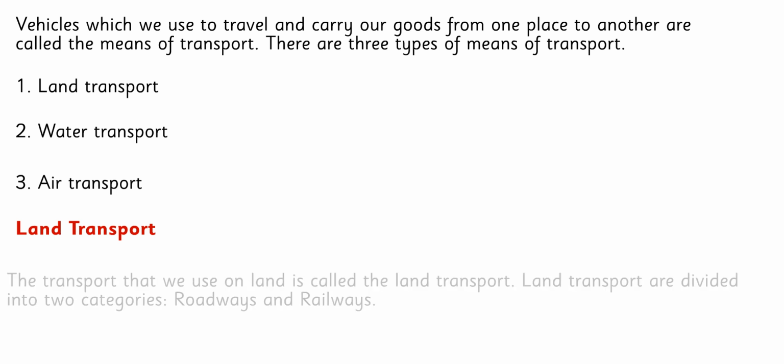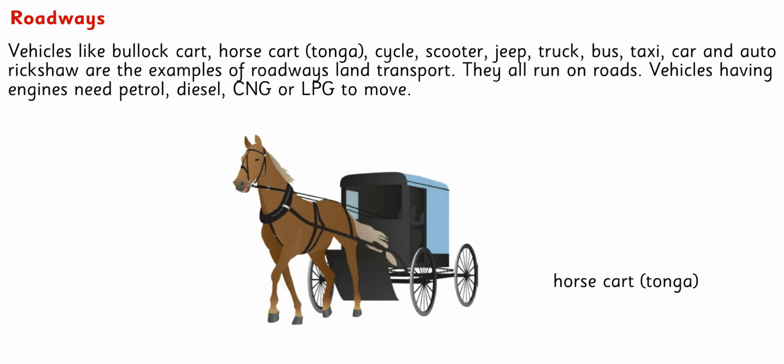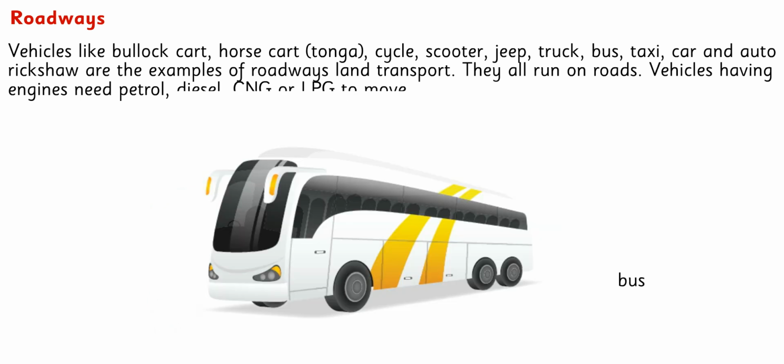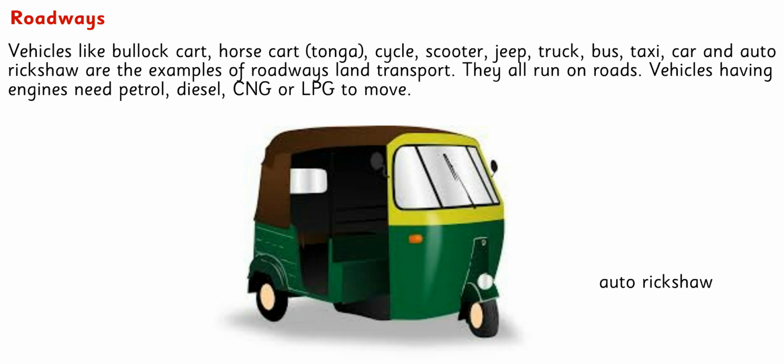Land transport. The transport that we use on land is called the land transport. Land transport is divided into two categories: roadways and railways. Roadways. Vehicles like bullock cart, horse cart, tonga, cycle, scooter, jeep, truck, bus, taxi, car and auto rickshaw are examples of roadways land transport. They all run on roads. Vehicles having engines need petrol, diesel, CNG or LPG to move.